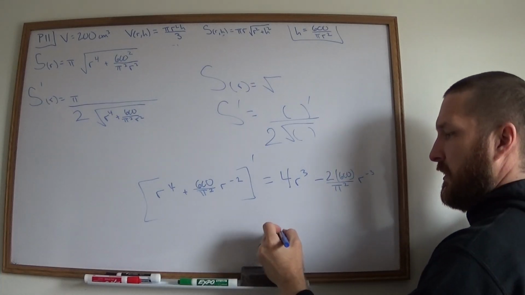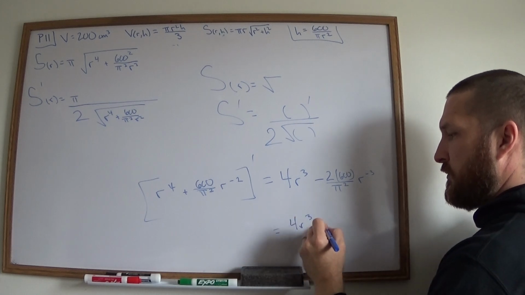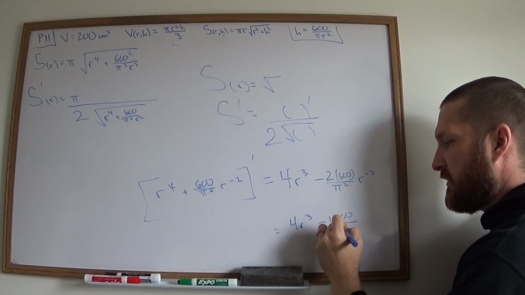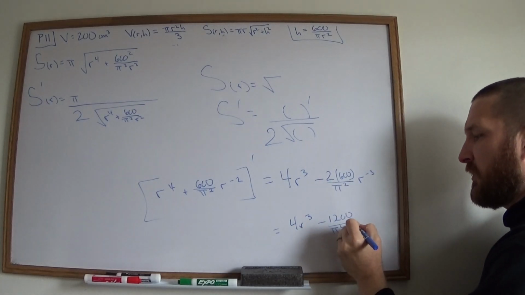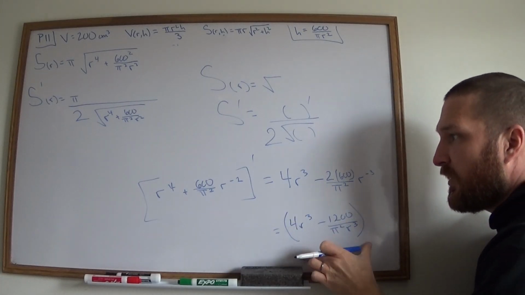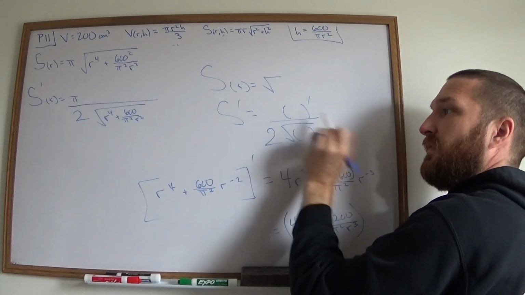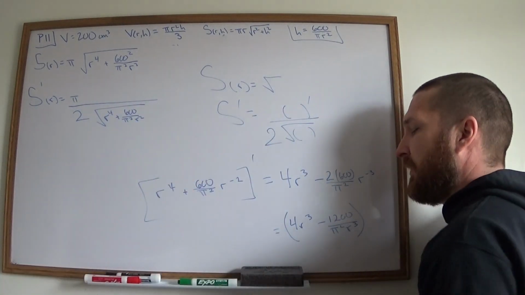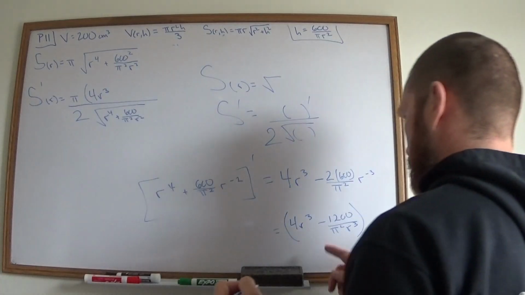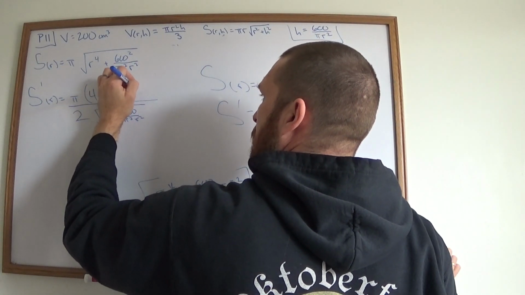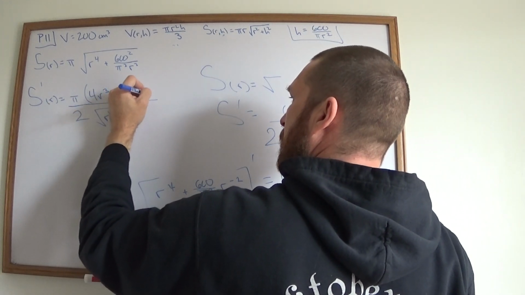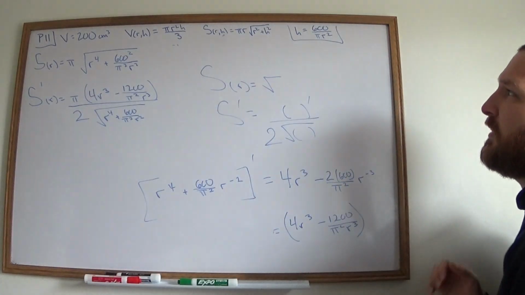I'm going to rewrite that as 4r cubed minus, why not, 1200 pi squared, and that I'm going to rewrite as r cubed in the denominator. Okay, so all of that right there is what goes up here, just like that. I take the derivative of the top stuff, or the inside stuff, and put it on the top, right? So, that's 4r cubed minus 1200 over pi squared cubed like that. Okay, so now we found our derivative.